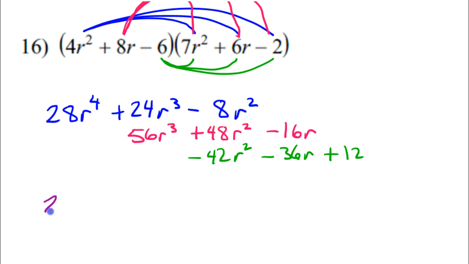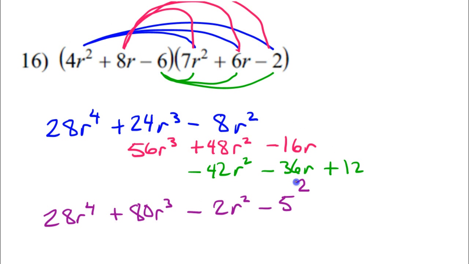So here I will have my 28r to the 4th power. So this is going to make 80r to the 3rd power once you add these up. Okay, so adding all 3 of these up, I'm going to get negative 2r squared. And let's see, so that's 52. So this is going to be minus 52r plus 12. So this is the final answer for number 16.